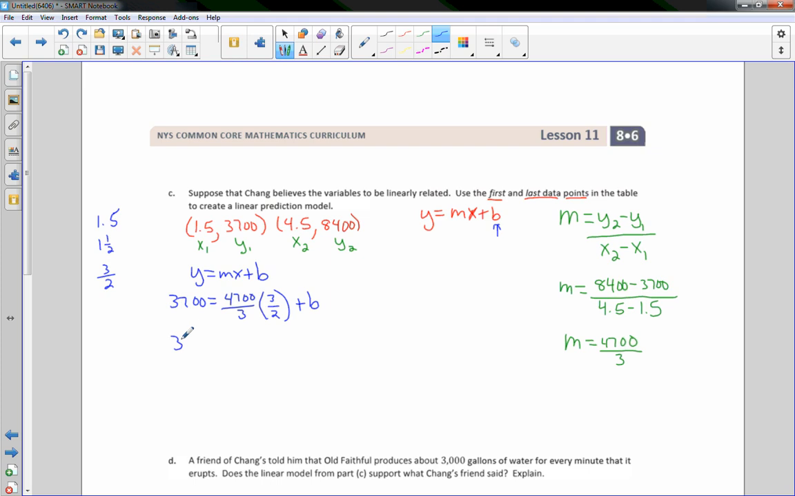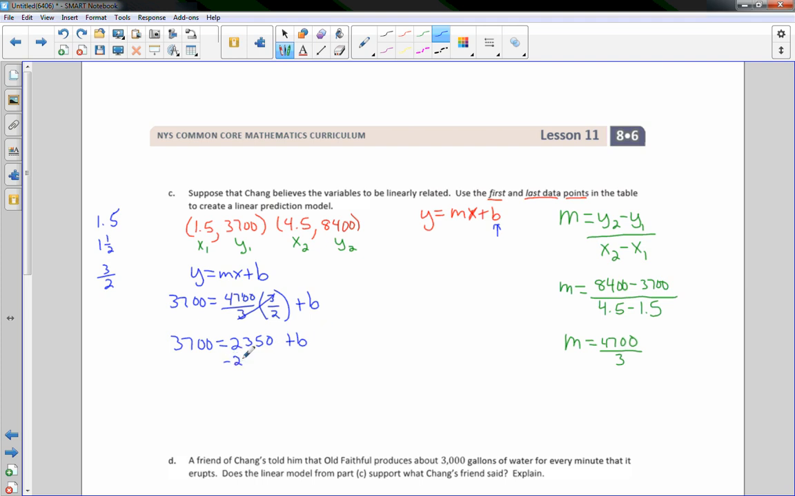So now I simplify. 3,700 equals, these 3's will now cancel. 2 goes into 4 twice. 2 goes into 7 3 times with a remainder of 1. 2 goes into 10 5. And then there's a 0 plus b. See how nice that was, how that canceled? So now I have 2,350 plus b.